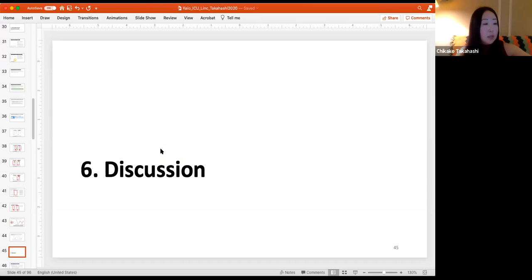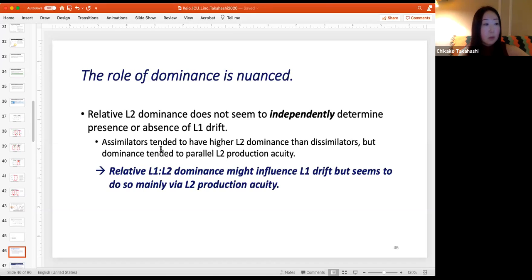So based on the results I presented, I'd like to briefly discuss what they mean in terms of the nature of L1 drift and the factors examined in this study. One of the main goals was to find out if factors such as L2 dominance were associated with L1 drift. Our data overall indicates that relative L2 dominance plays a nuanced role in L1 drift.